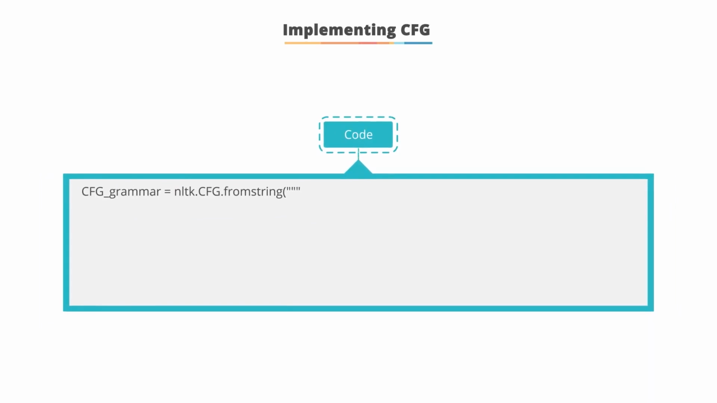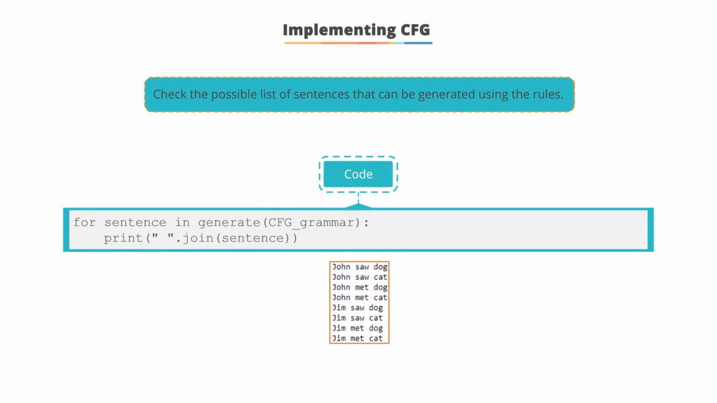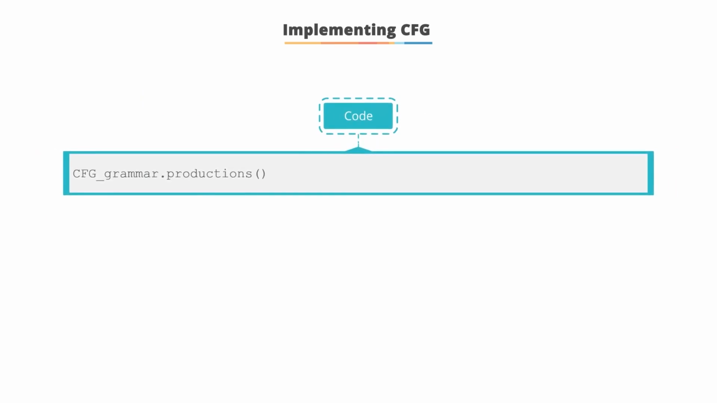Consider the string below where you have certain rules. When you look at the given context-free grammar, a sentence should have a noun phrase followed by a verb phrase. A verb phrase is a verb followed by a noun. A verb can either be saw or met. Noun phrases can either be John or Jim, and a noun can either be a dog or a cat. Check the possible list of sentences that can be generated using the rules. Use the join function to create the possible list of sentences. You can check the different rules of grammar for sentence formation using the production function. It will show you the different tags used and the defined context-free grammar for the given sentence.